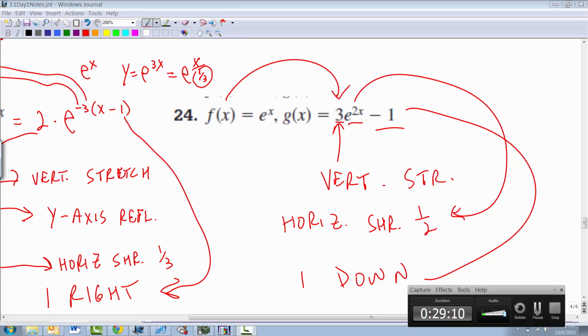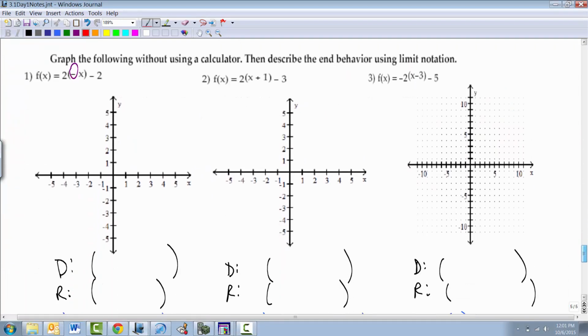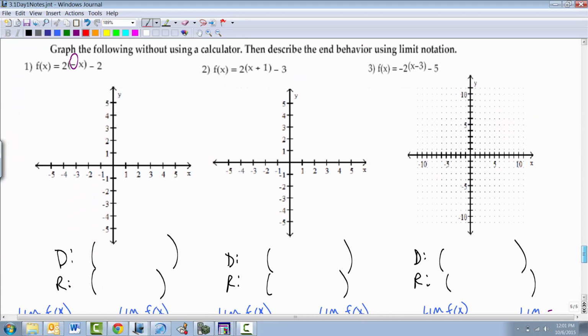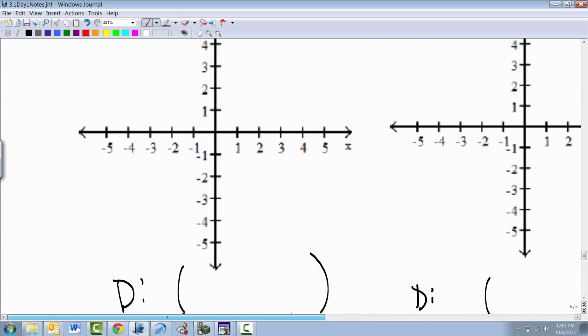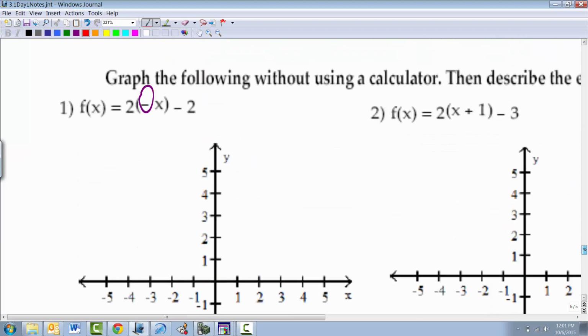I'm going to do all 3 of these graphs. These are more basic Algebra 2 questions. Let's look at number 1 real quick. What is number 1's change for the picture? 2 to the negative x power. What does that do? That is a what kind of reflection?